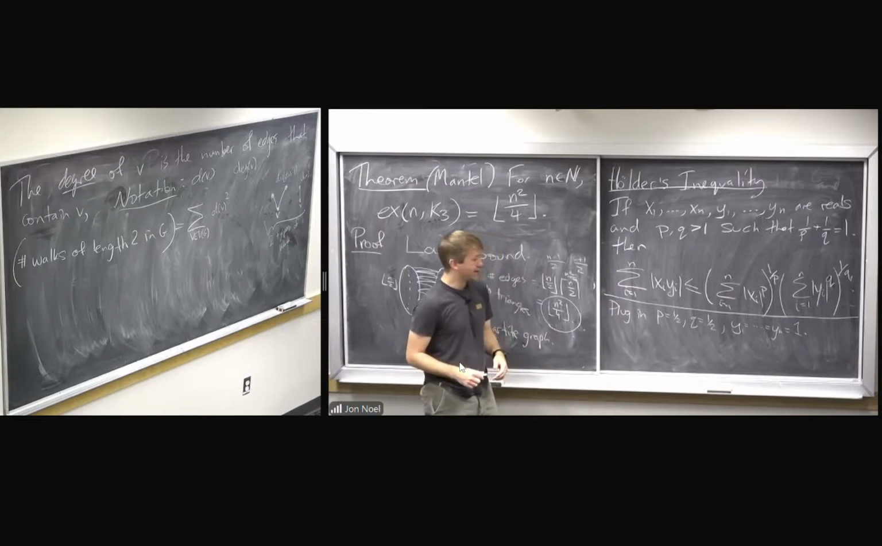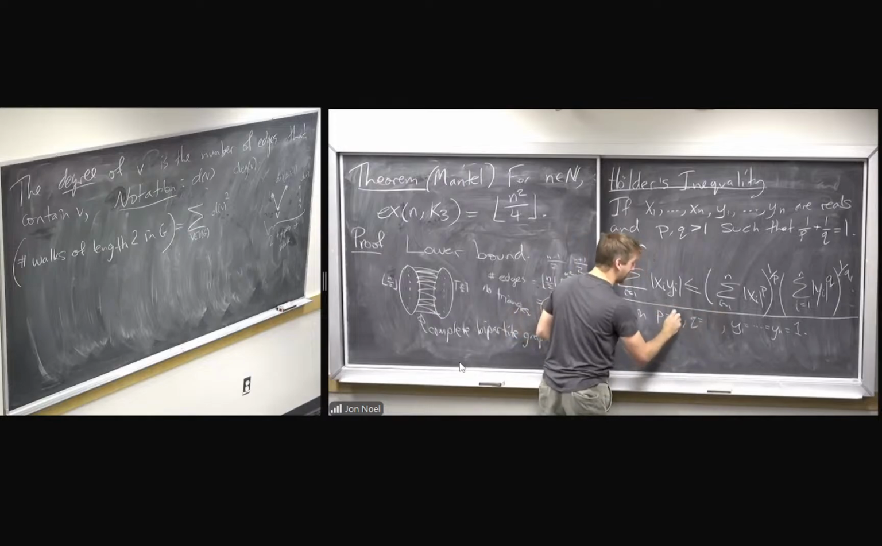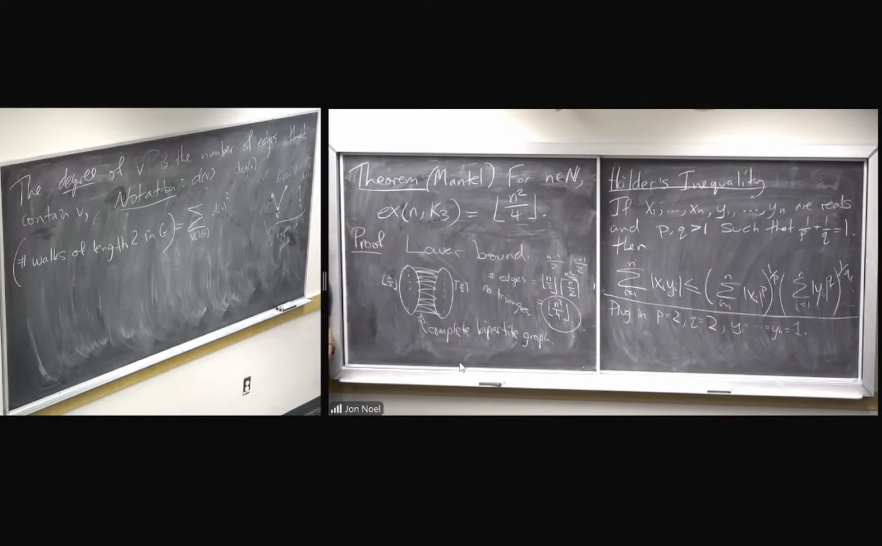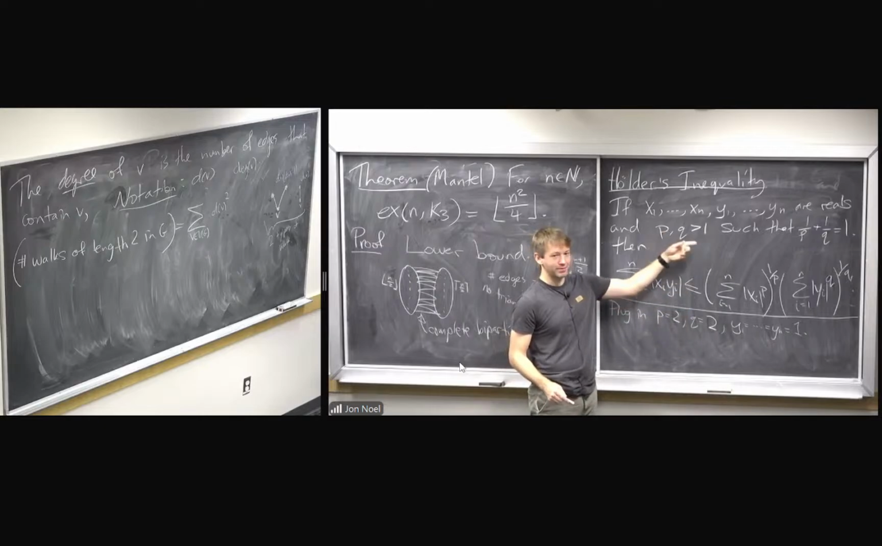But let's think about 2. Yeah, these are upside down. P is 2, Q is 2. Yeah, I knew it was one or the other. Does that make sense? So 1 over P is 1/2, and 1 over Q is 1/2, so they add up to 1, right?